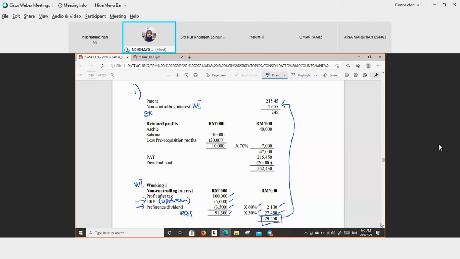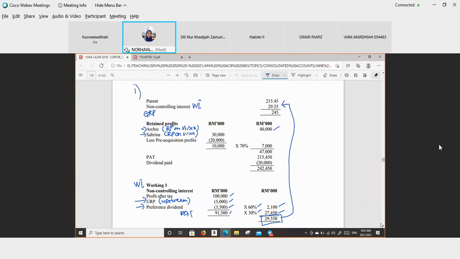Okay, this is group retained profit. So first you take from Aci. Aci, do you take the opening or closing, Khadijah? The opening, 40 million. Yes, take the opening first because it asks for opening. Okay, this is Aci's retained profit on 1st January X4. And then you take Sabrina's part, which is also retained profit on 1st January X4.